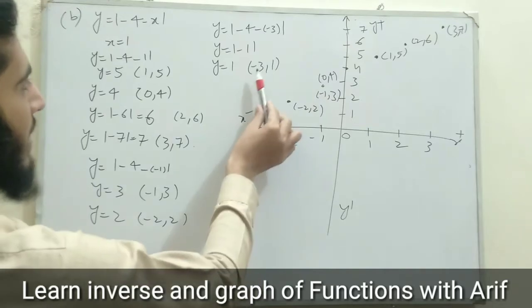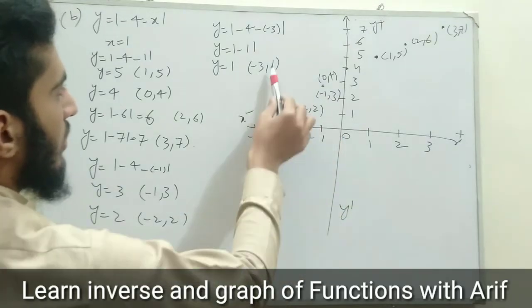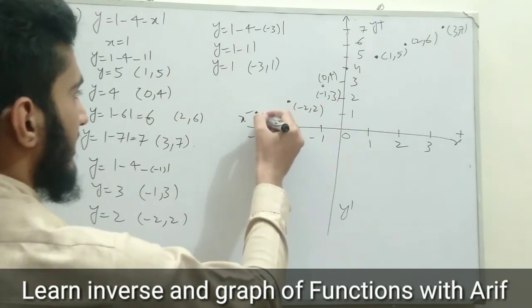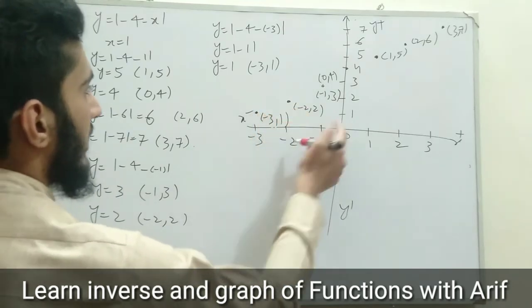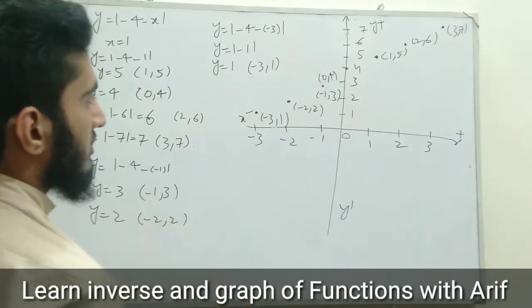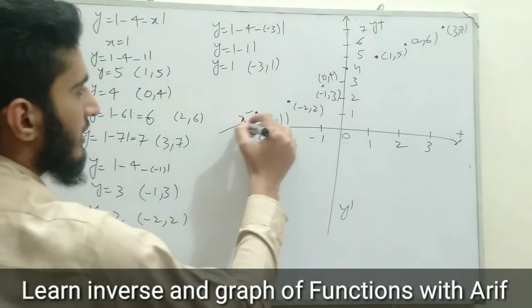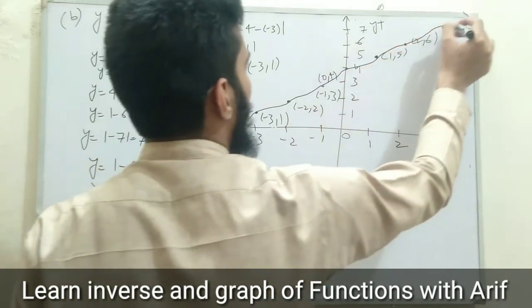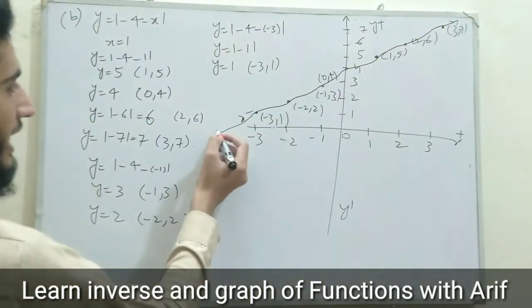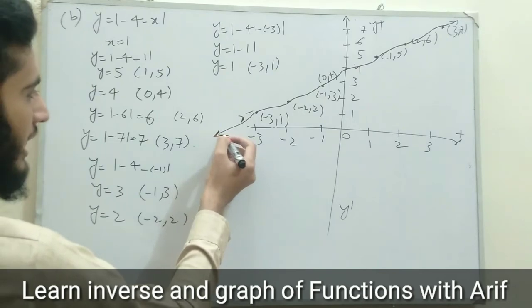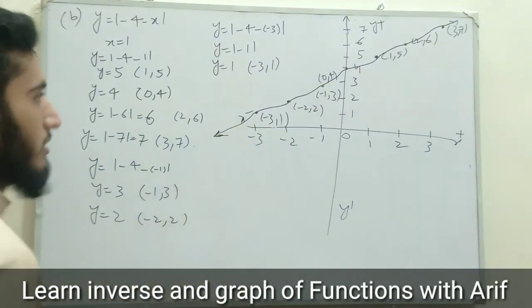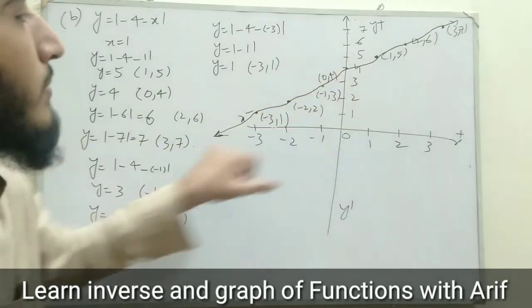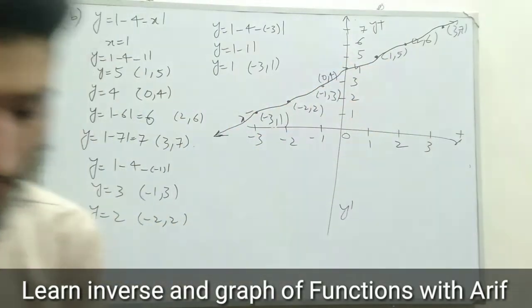When the value of x is -3, the value of y is 1. So let's suppose this is -3 on x and 1 is along the y-axis. So the graph will be passing from these points just like this. If we draw it with a ruler, this line will be a straight line. I am drawing it with the hands, that's why the line is a curve. This is not straight. So by drawing it with a ruler, it will be a straight line passing from these points. So this is the graph for part B.